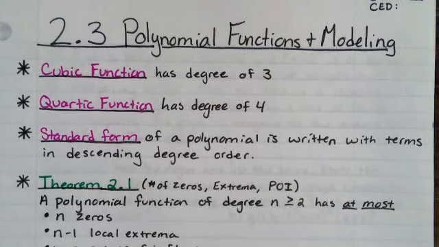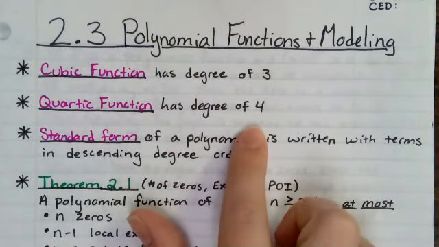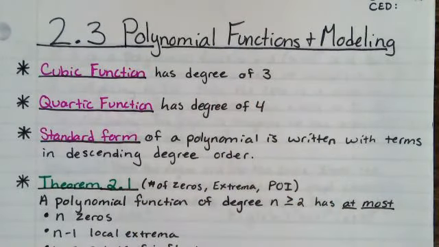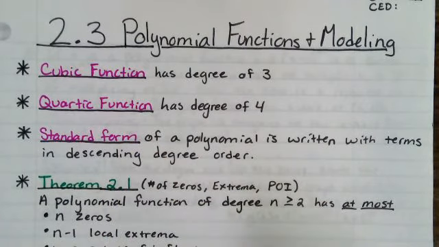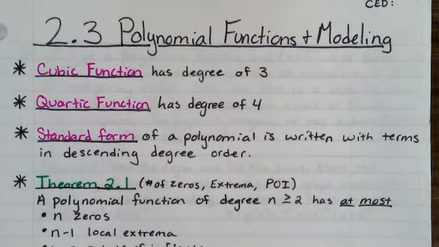So cubic functions, they've got a degree of 3. Quartic have a degree of 4. You can keep going up and up the list, but those are the two most common ones that we'll be adding to our list of polynomial functions. Now, standard form is whenever you write your polynomial with your terms in descending degree order. So you would start with the highest degree and then work your way down.